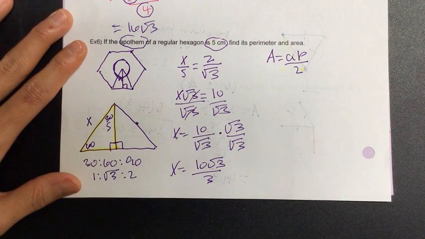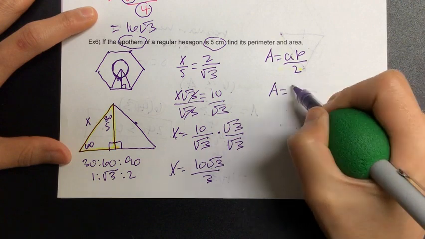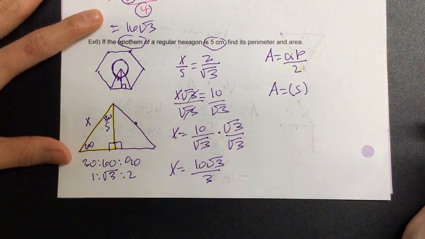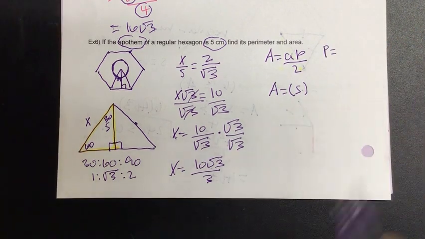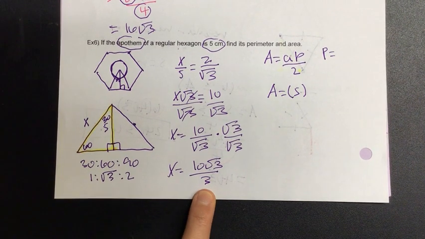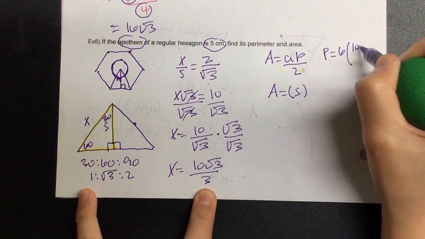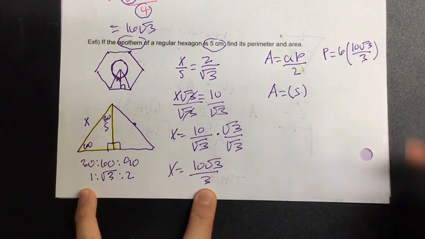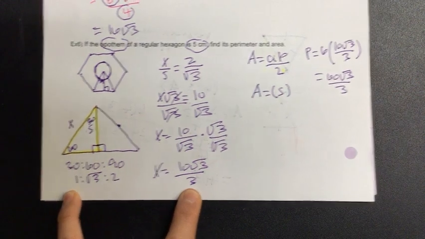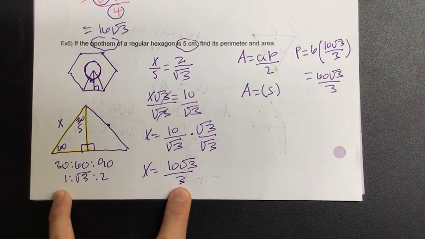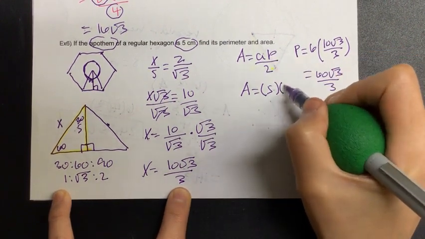Apothem times perimeter divided by 2. So we know, just by looking at this, we know the apothem is how many by the given? 5. Now I need to figure out what the perimeter is. So let's write the perimeter off to the side. So if I know that's one side, how many of them do I have for the perimeter? 6. So let's write 6 times that one side. And that alone is going to give us 60 root 3 over 3. Can I further simplify 60 over 3? 20 root 3. So just the perimeter is 20 root 3.